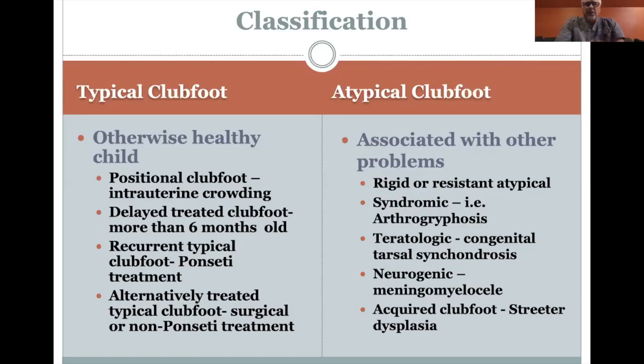Atypical are problems associated with other problems. These are going to be more rigid or resistant type. These are usually associated with different syndromes, like arthrogryposis is a very common one. They can be teratologic, congenital tarsal coalition. It can be neurogenic, meningomyelocele, or it can be an acquired clubfoot like Streeter's dysplasia.